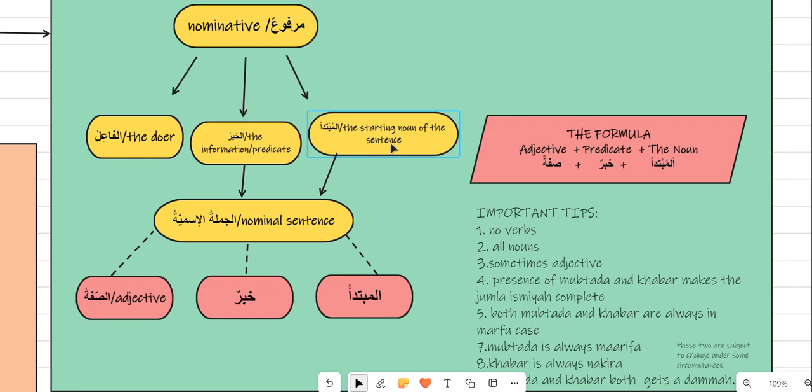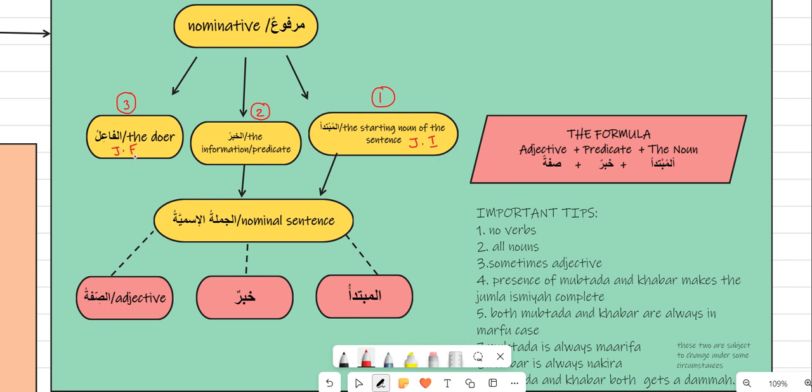Actually, this is the jumla ismiyah. What sentence are we talking about? About the jumla ismiyah, not the jumla fi'liyah. This is jumla ismiyah, and the khabar, or the information, or the predicate. Now the first position is of our mubtada, the second position is of khabar. So just after mubtada we have the khabar, and then the third position we will learn about is the fa'il, and this is in jumla fi'liyah. This fa'il position comes in jumla fi'liyah.